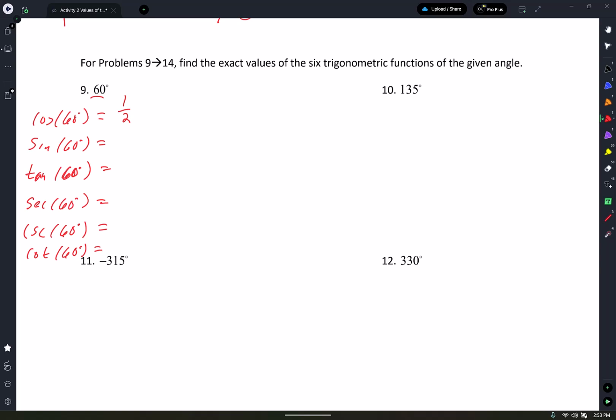Okay. Sine 60 is square root of 3 over 2. Perfect. And then tan is y over x. Yes, you can tell me square root of 3 over 2 divided by half, but I would prefer square root of 3. Secant 60 is the reciprocal of cosine. The reciprocal of half is 2. Cosecant is the reciprocal of sine. It's fine if you tell me 2 over square root of 3, but 2 square root of 3 over 3 I think is a little better. And then cotangent is the reciprocal of tangent, so 1 over square root of 3. That's a perfectly acceptable answer, or square root of 3 over 3. Cool or not cool? Cool.